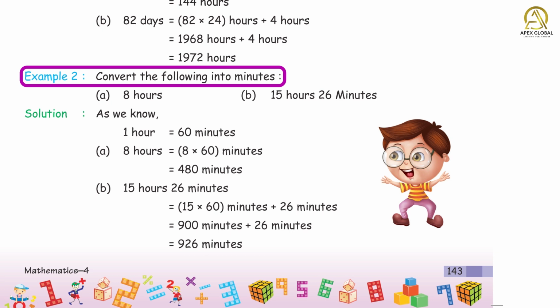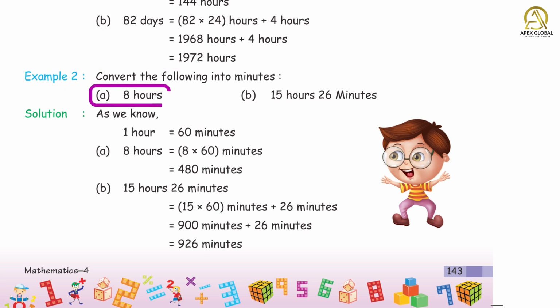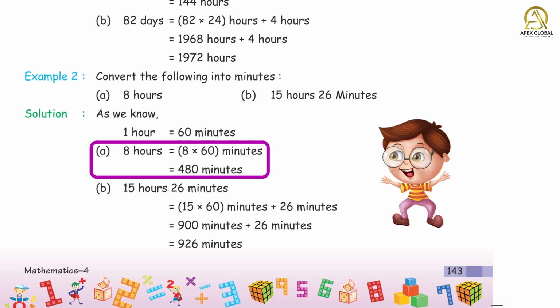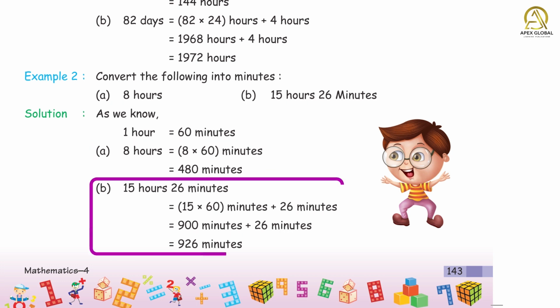Example 2. Convert the following into minutes. A. 8 hours. B. 15 hours 26 minutes. Solution. As we know, 1 hour equals 60 minutes. A. 8 hours equals 8 into 60 minutes, equals 480 minutes. B. 15 hours 26 minutes. 15 into 60 minutes plus 26 minutes. 900 minutes plus 26 minutes.